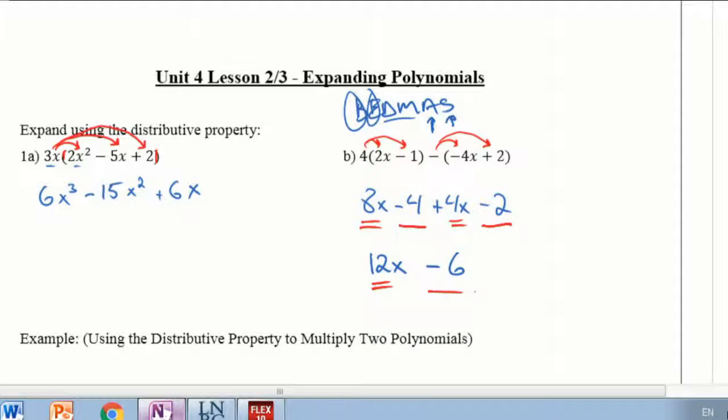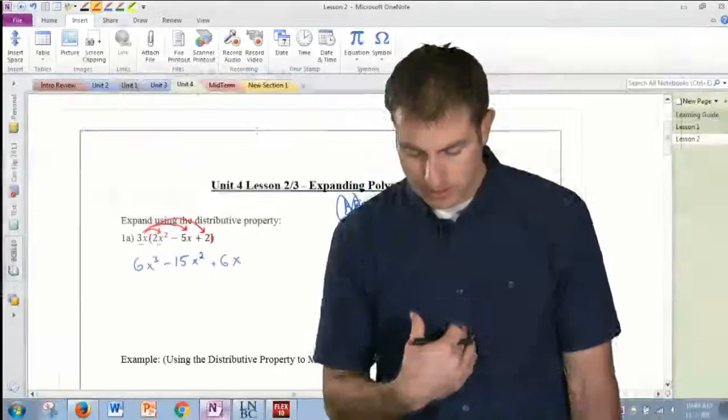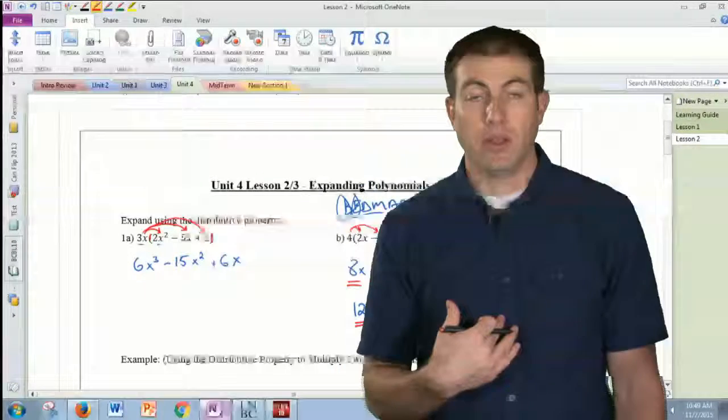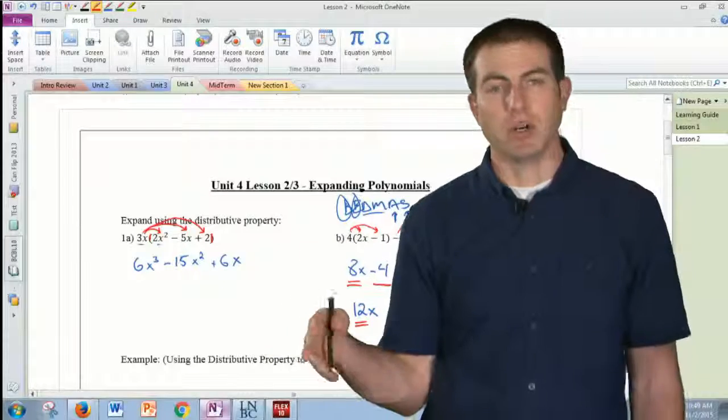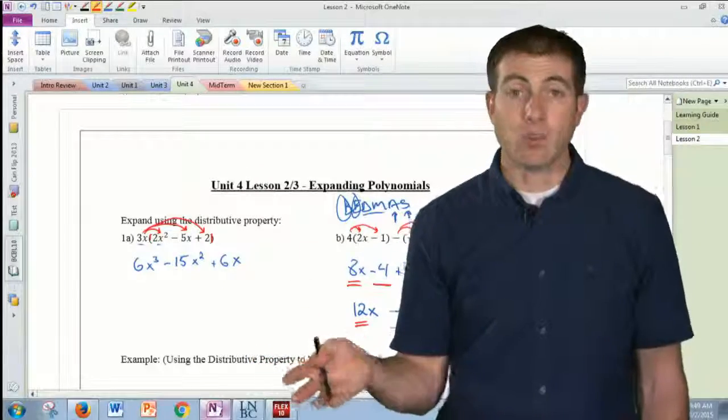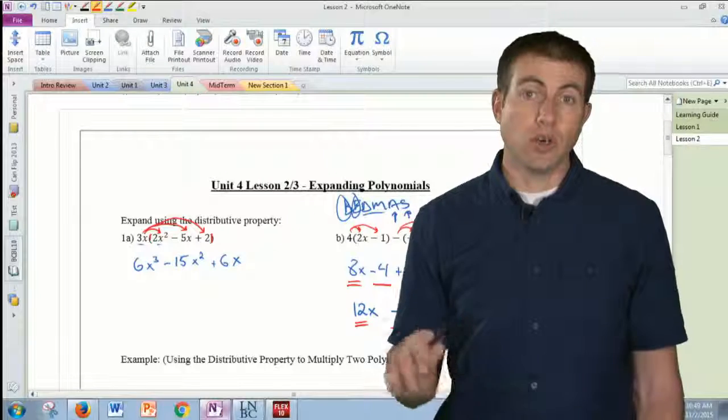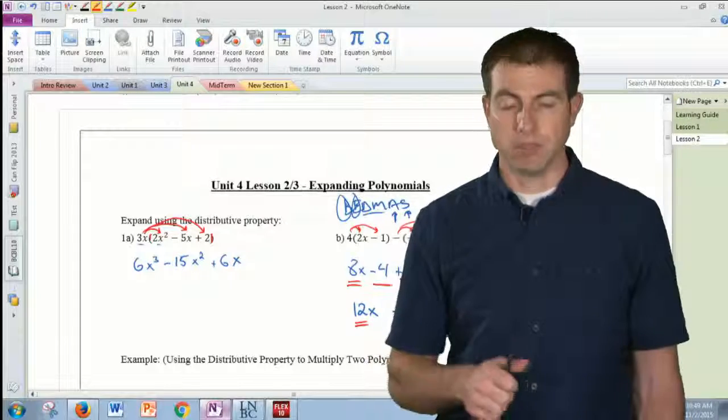So these types of questions kind of have 2 steps involved. You're going to do your distribution of your numbers, your multiplication essentially. And then once you've done your multiplication, you need to go at the very end and then combine any like terms together.